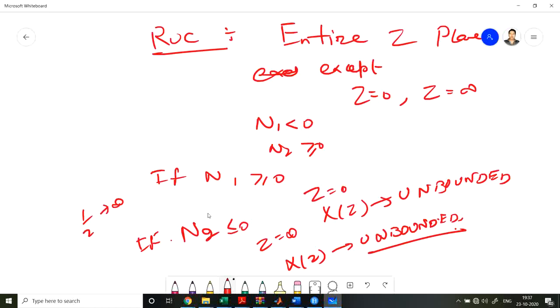So all these things are there. It depends on the values of N1 and N2 whether z equal to 0 is included in the ROC or not, and whether z equal to infinity is included in the ROC or not. But the summary of this is that if x[n] is a finite sequence, then the ROC is the entire z plane except z equal to 0 or z equal to infinity.